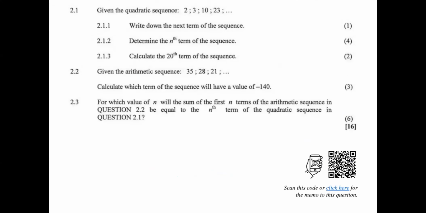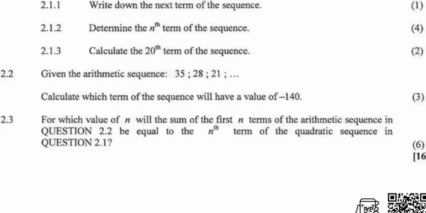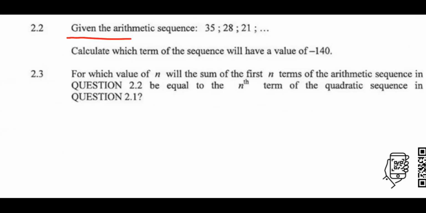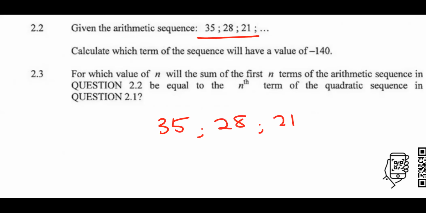Okay. So moving on to question 2.2. Here they say, given the arithmetic sequence 35, 28, and 21, so this is now an arithmetic sequence, meaning it only has a constant first difference. And you can even see here, because these are the multiples of 7, that the difference is also just 7. Okay, but very important, it's not just 7, it's negative 7. I almost forgot that. So the difference is negative 7.